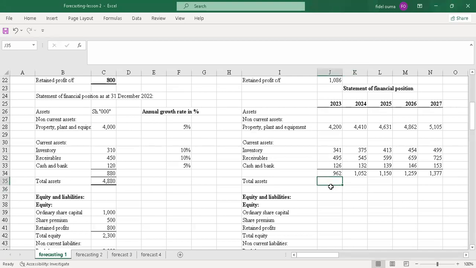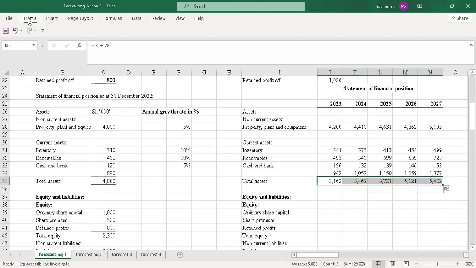Yeah, then I'll come now to total assets. And total assets will be current assets plus non-current assets here. And then I'll just drag this on. Yeah, and it has copied. So I'll go to the next. So the total assets, I'll just create a bottom border here.